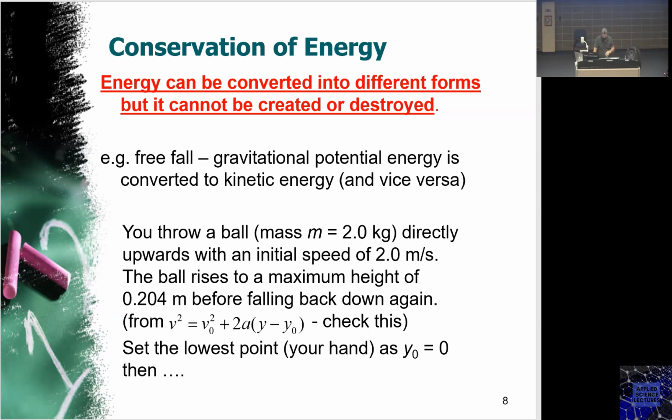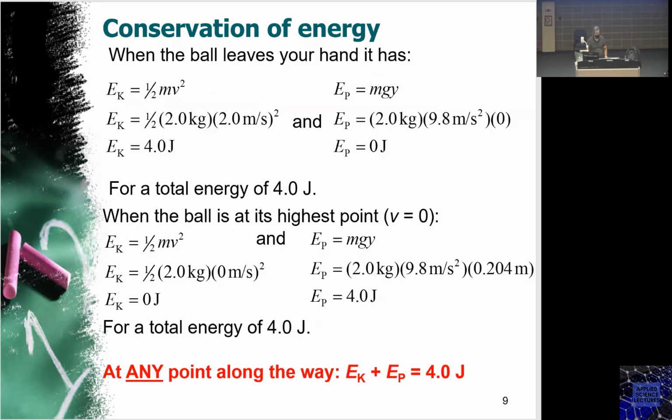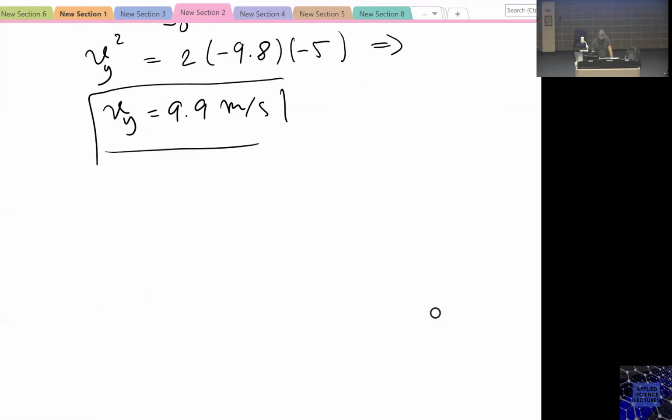Set the lowest point as your reference point for the gravitational potential energy. And I will show you now how the energy is conserved. So if this is my reference level, where I'm calling y naught equals 0, where the gravitational potential energy is 0, and this is the maximum height.